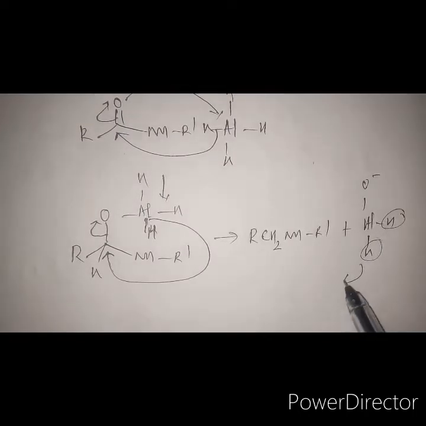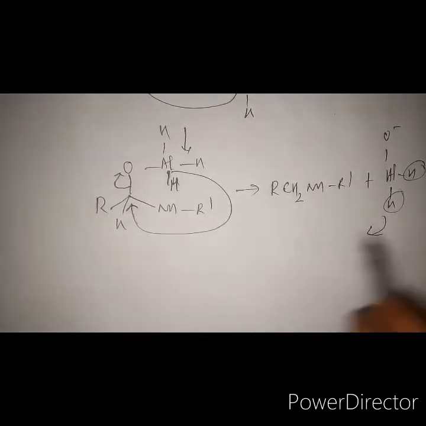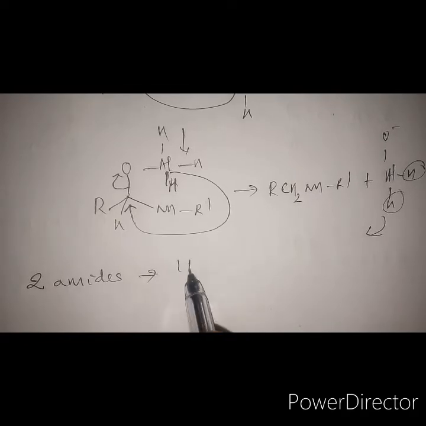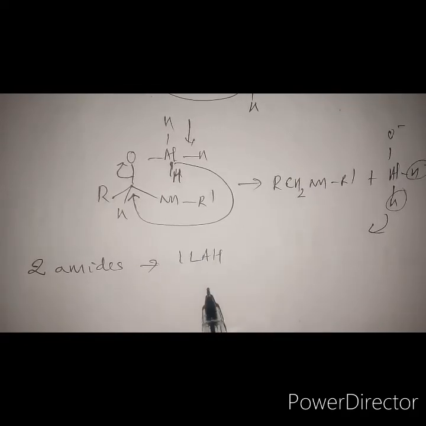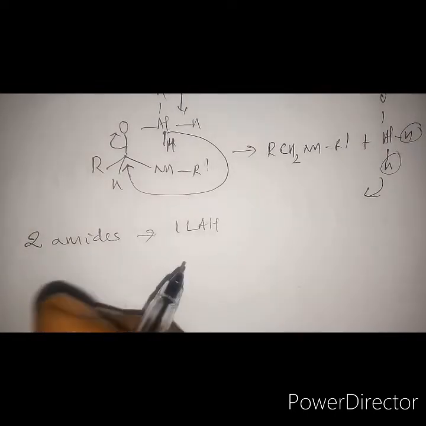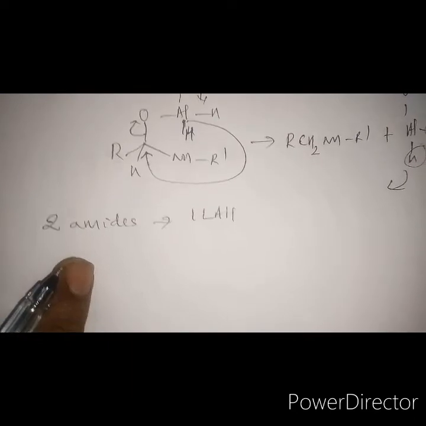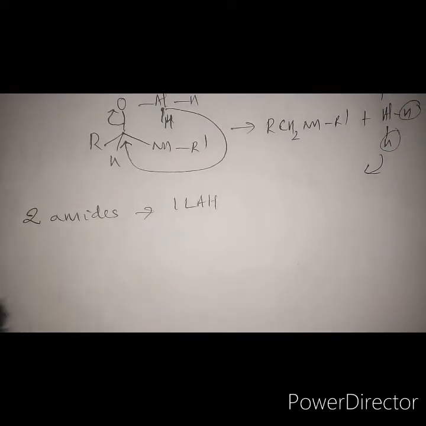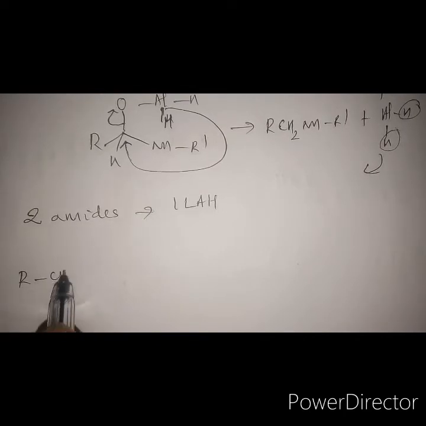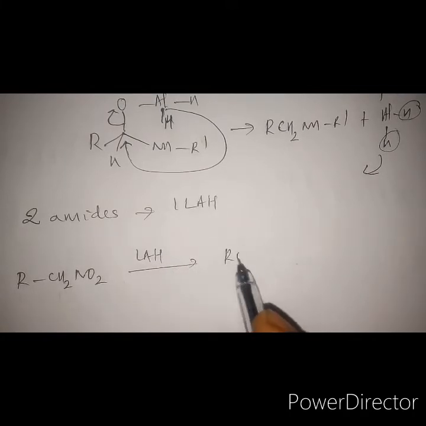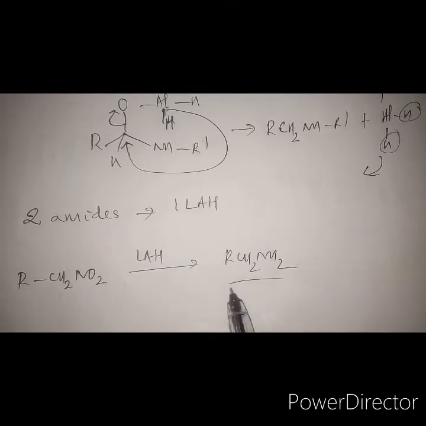Now this will also reduce one more amide. So the stoichiometry is, for amides, 2 molecules of amide will be reduced with 1 lithium aluminum hydride. To reduce an amide completely, it requires 2 hydrides. So there are 4 hydrides. So 2 molecules of amide will be reduced to amines. Now the nitro compounds, CH2NO2, will be reduced in a similar fashion, reduced to NH2.